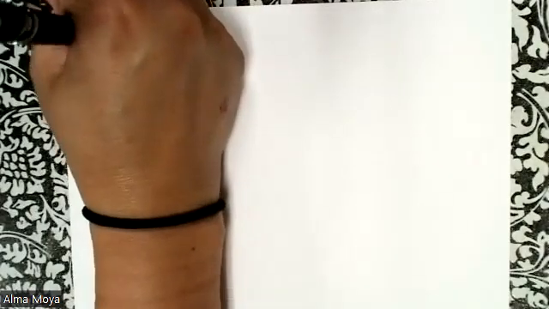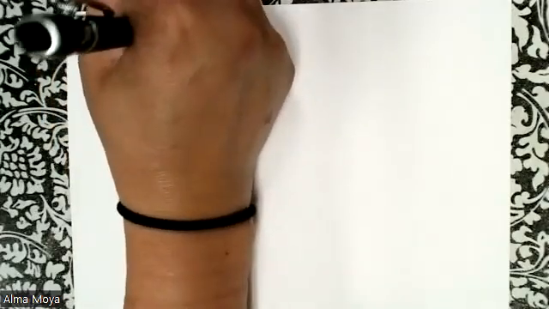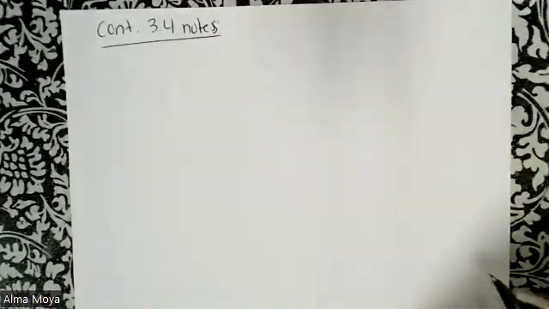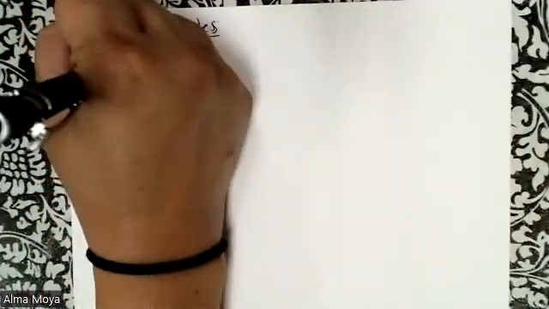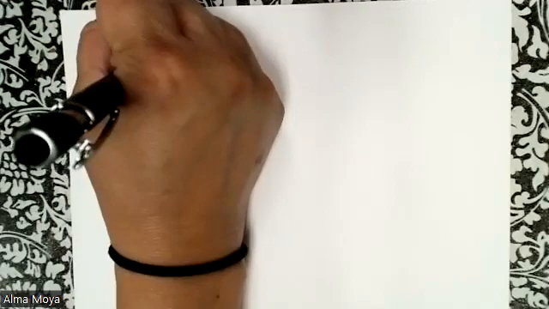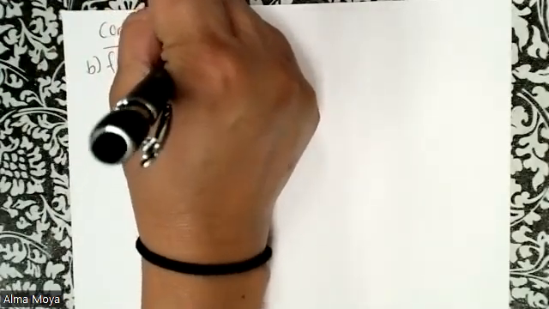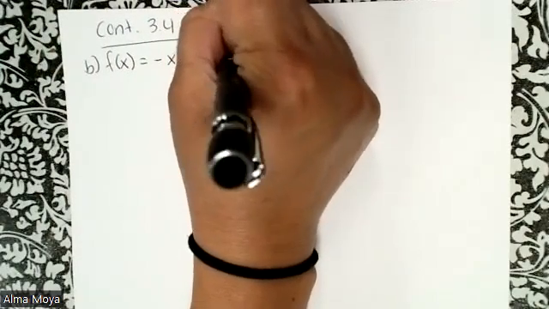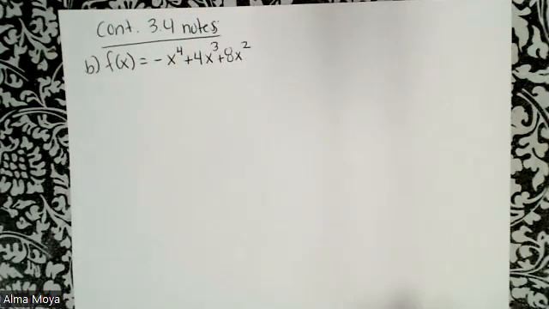So this is continuation to the 3.4 notes. Now, for example B, we have f of x equals negative x to the fourth plus 4x to the third plus 8x squared. Now, the first thing we need to do is the first derivative test.